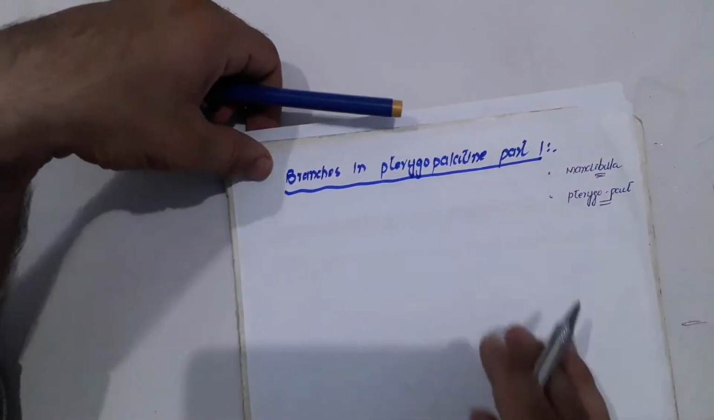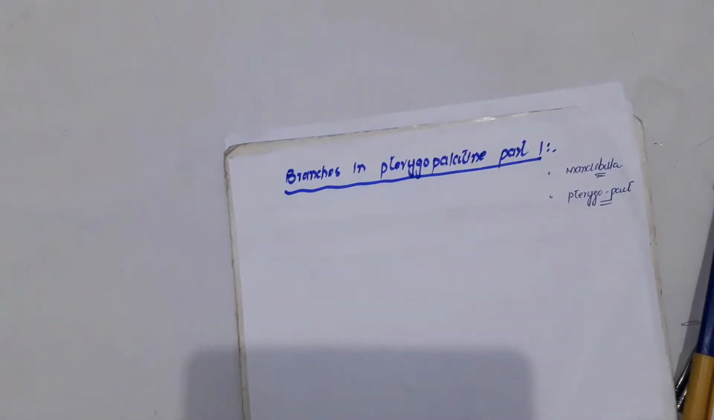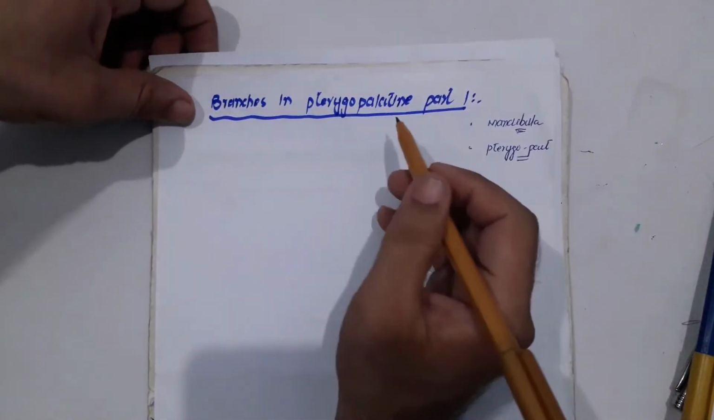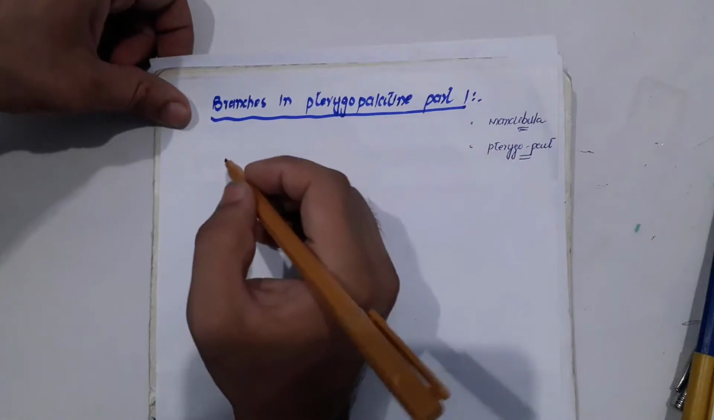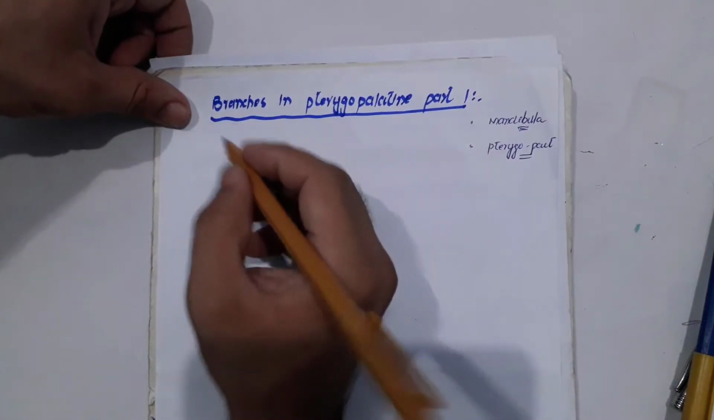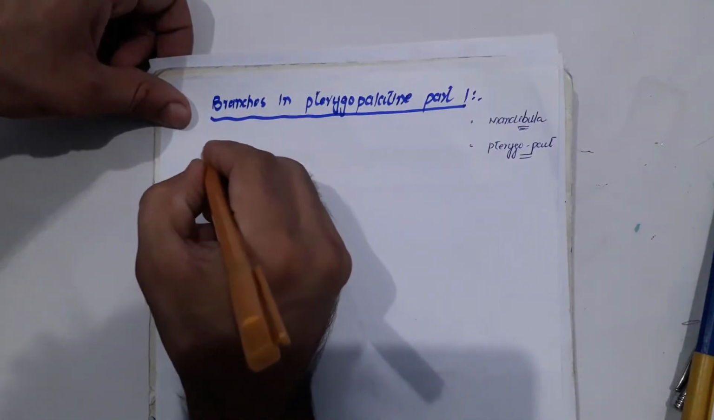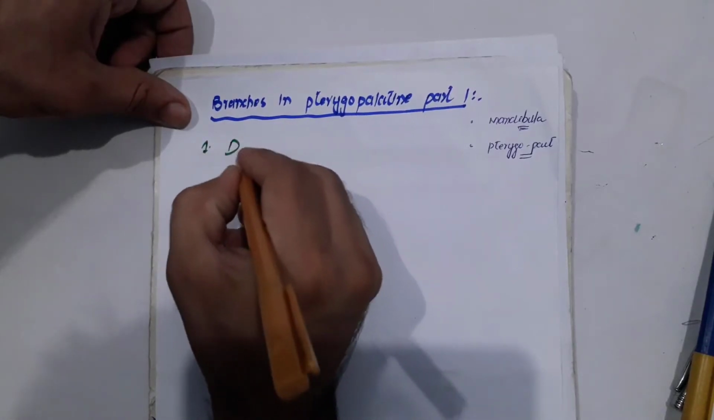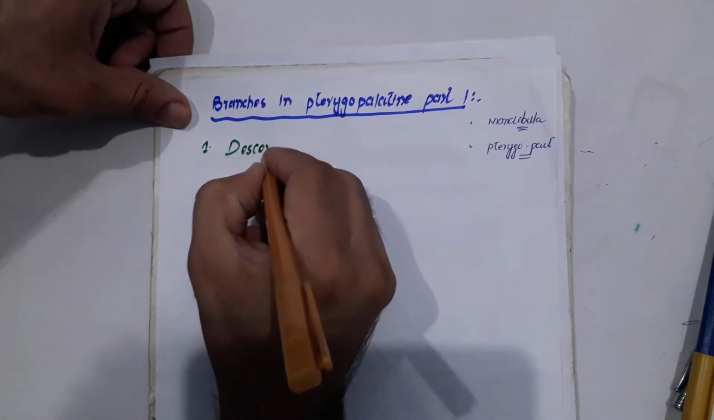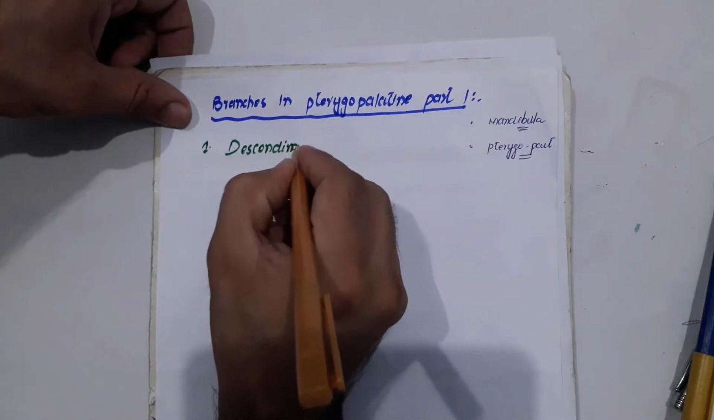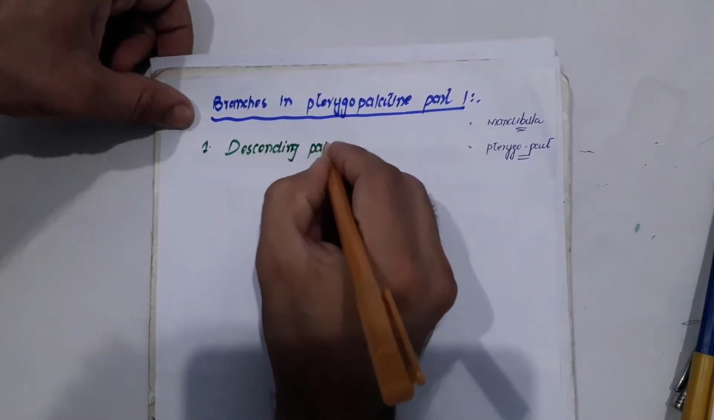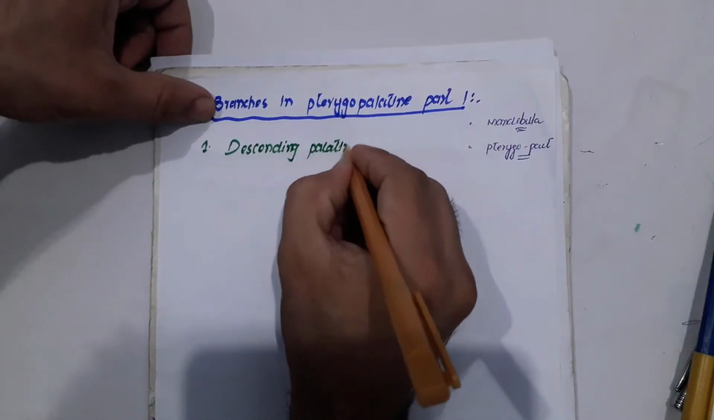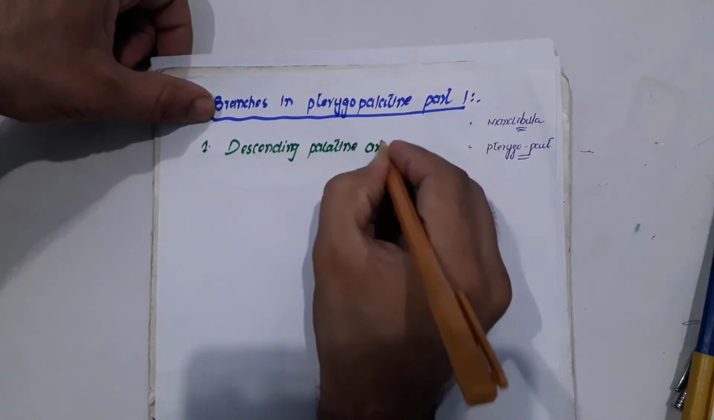pterygopalatine part, right? So the first branch which arises from the pterygopalatine part of this maxillary artery is the descending palatine arteries, right? The first one are descending palatine arteries.